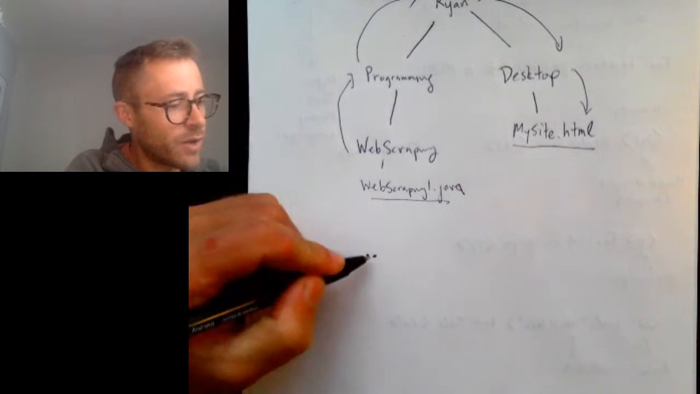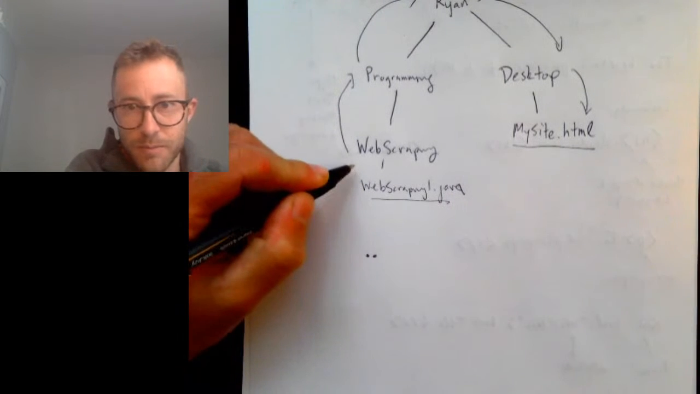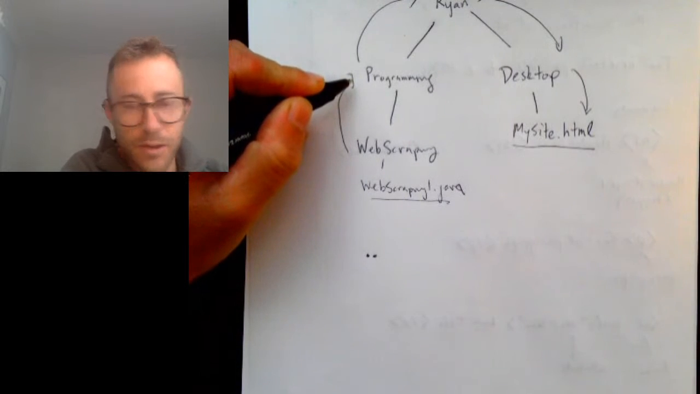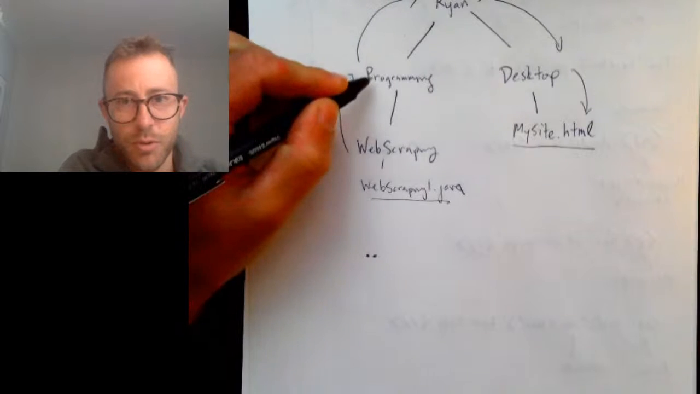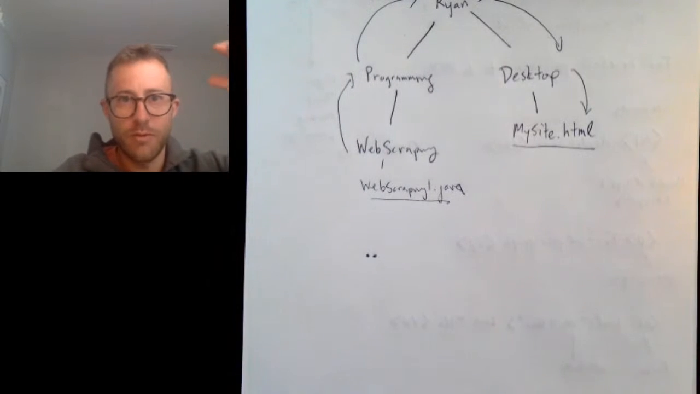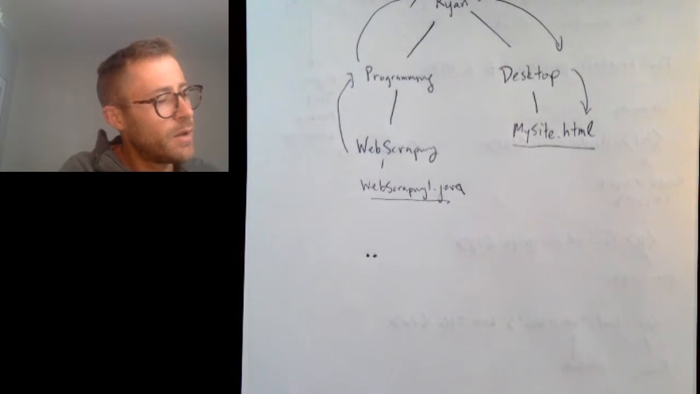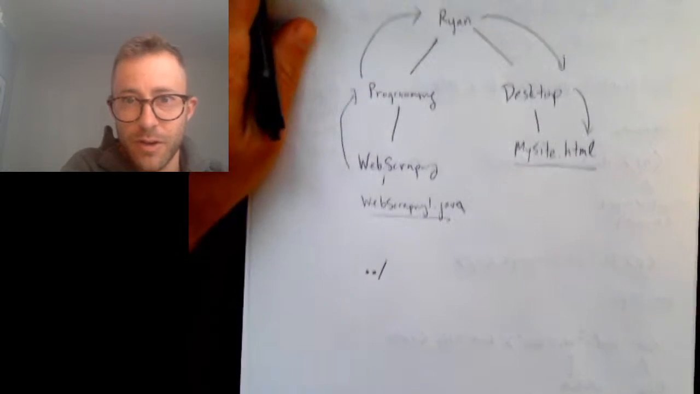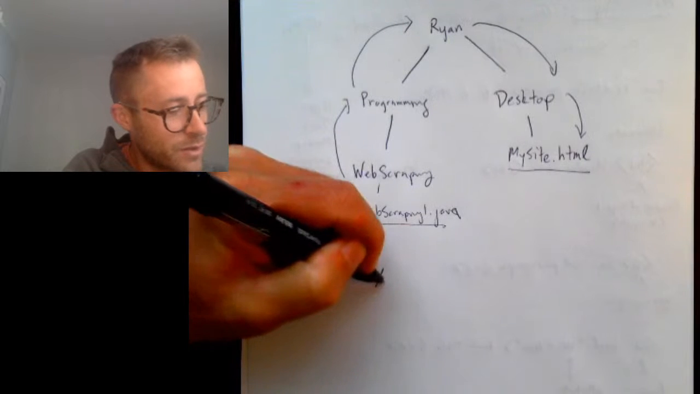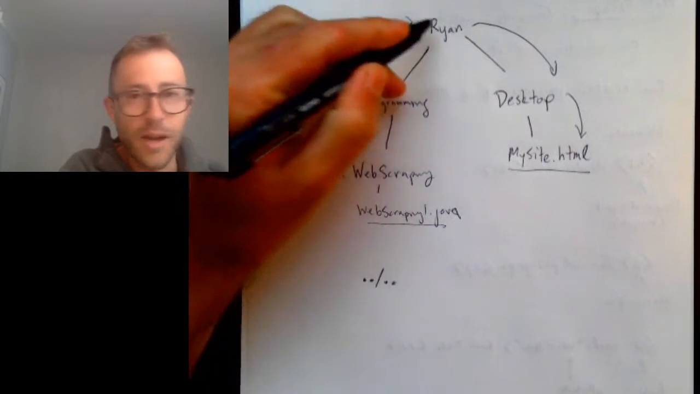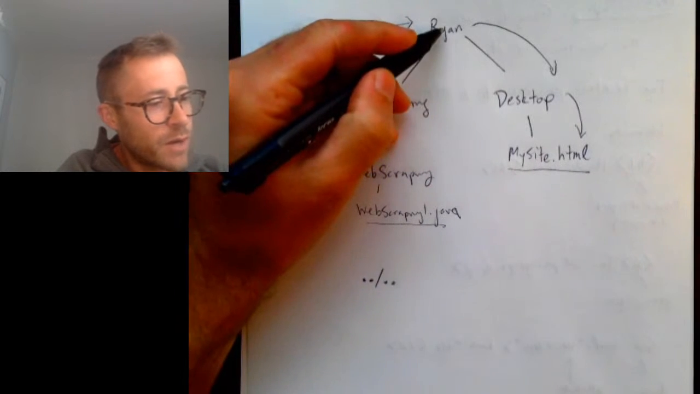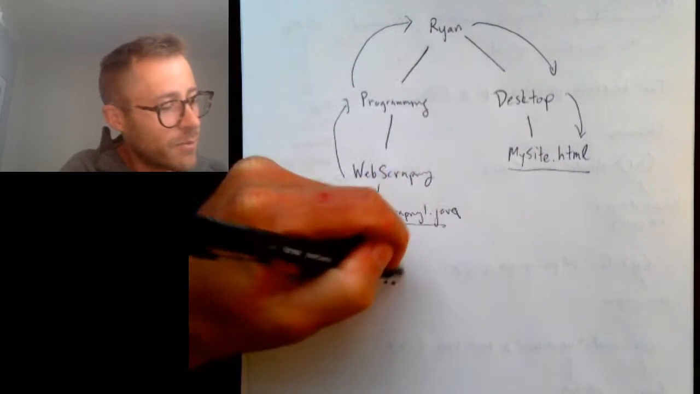So if I do .. I'm in web scraping. If I do .. I go to programming, because web scraping is in the programming folder. That means go up one level in the file tree. And then I need to go up again another level. So I'm going to do / another .. and that puts me in the Ryan folder. And then once I'm in the Ryan folder, I want to go down to the desktop folder.